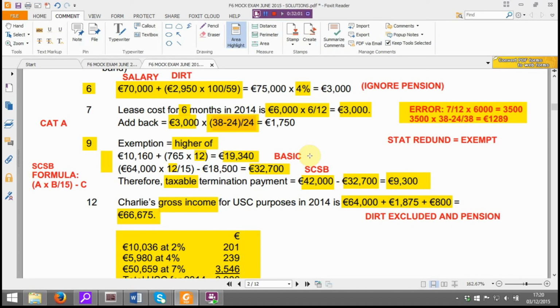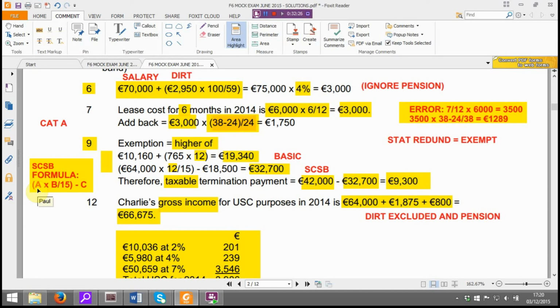Okay. Now, third one, SESB, again, formulas in the tables. Tables are very useful in this area. It's just a question of slotting it in. There's the formula there that I've just stripped out of the table. Really what we're looking to do is just slot the information in. A being the average annual emoluments, remember, to the date of termination, not to the end of the previous tax year.